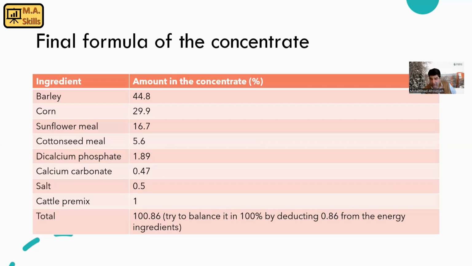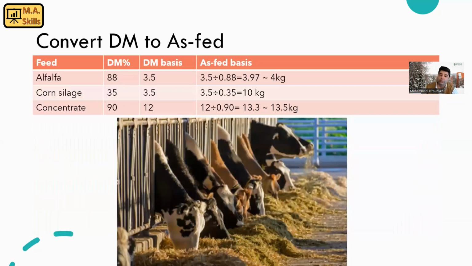Again, I'm not suggesting to deduct it from the protein section, because protein is crucial, it is the expensive part of the diet. We don't want to compromise the protein requirements, but for energy ingredients, you can do that, and you can just deduct these small extra numbers from either barley or corn, or from both of them, half from barley, half from corn, up to you.